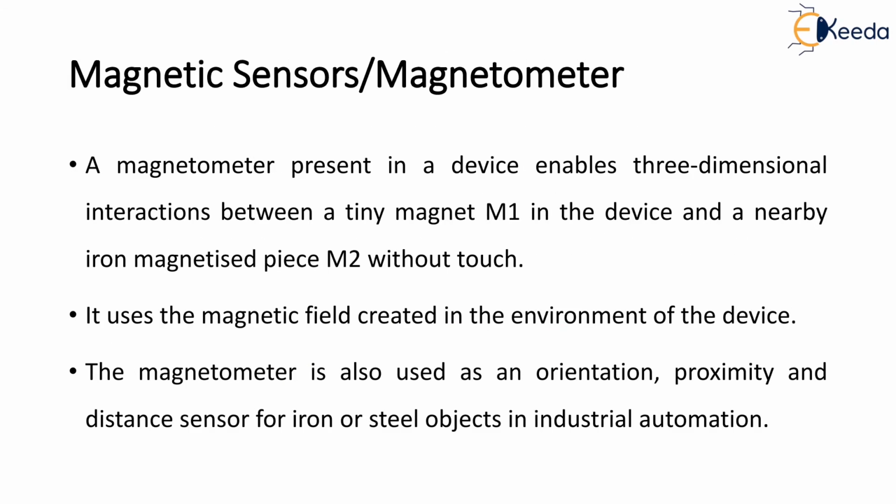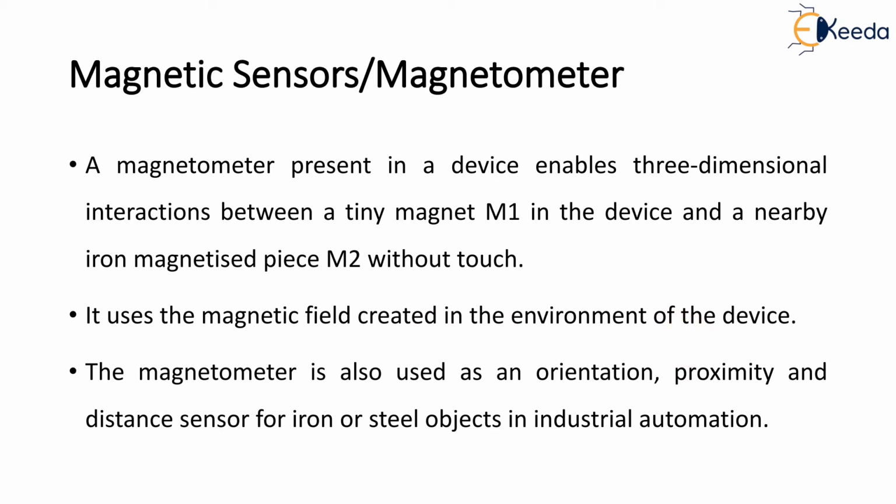So next one is the magnetic sensors and magnetometer. Here the magnetometer present in a device enables three-dimensional interactions between a tiny magnet M1 in the device and a nearby magnetized piece, that is M2, without touch. It uses the magnetic field created in the environment of the device.